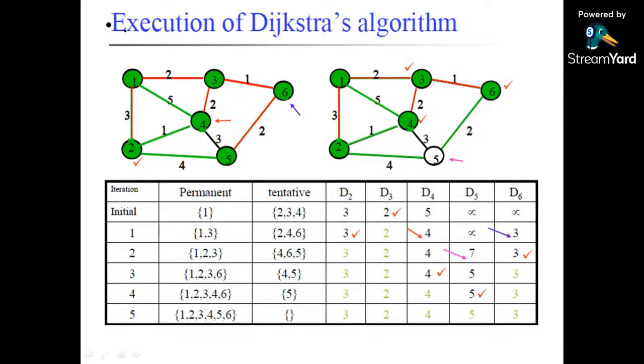6 is the smallest cost. So permanent nodes are 1, 2, 3, 6 in the third step iterations, and tentative is 4, 5. So out of 4, 5, the value of 4 is smaller, so we can make it permanent, and remaining tentative is 5. Now 5 at last becomes permanent. So thus we can find the route.